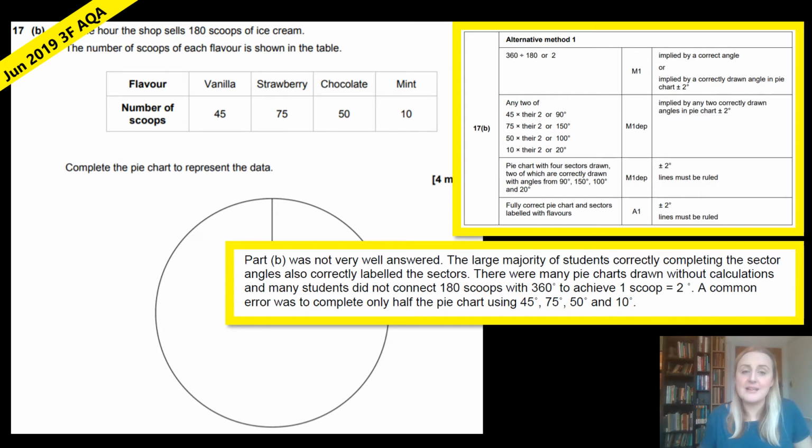A common error here was to complete only half the pie chart. Some students drew an angle of 45, an angle of 75, an angle of 50, and an angle of 10, and left it at that. And that is just like, what? That just shows a total lack of understanding of pie charts. But yeah, I think that this is challenging stuff for foundation level.